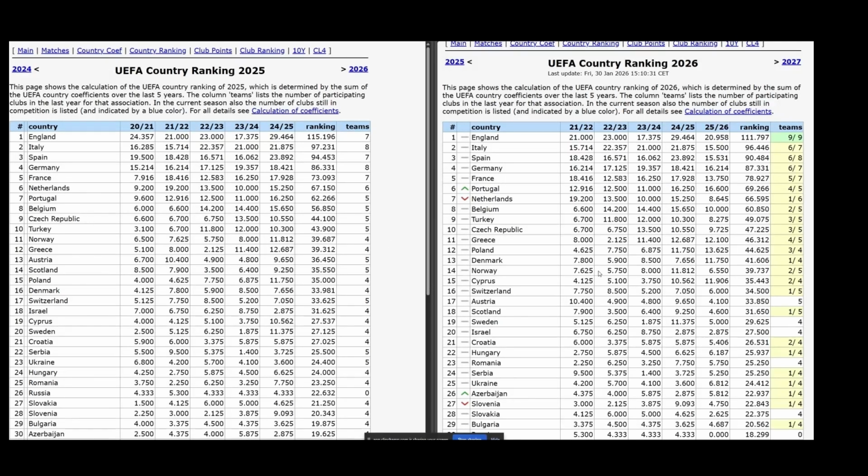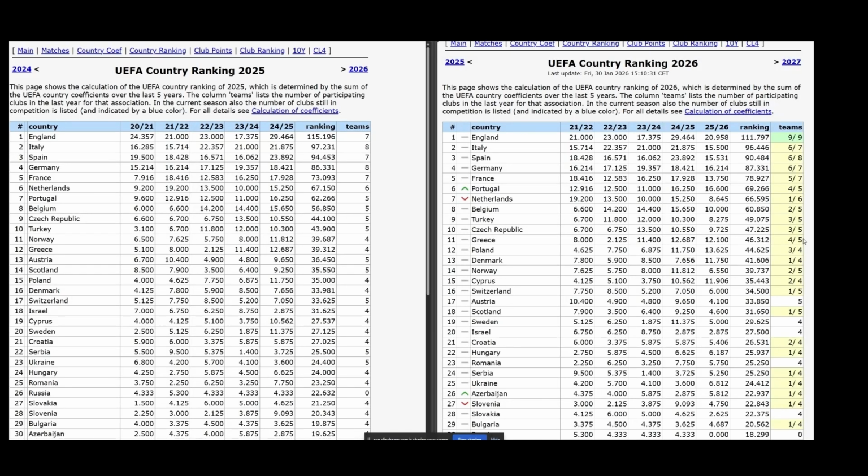As you can see on the right, it also shows the number of teams still active in the knockout stages. Season 2021 is of course no longer in scope, which has a bigger impact on the countries that scored a lot of points that season.